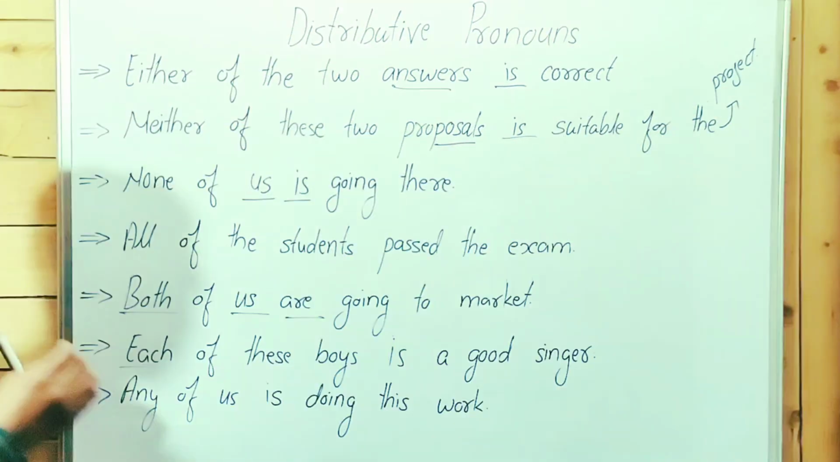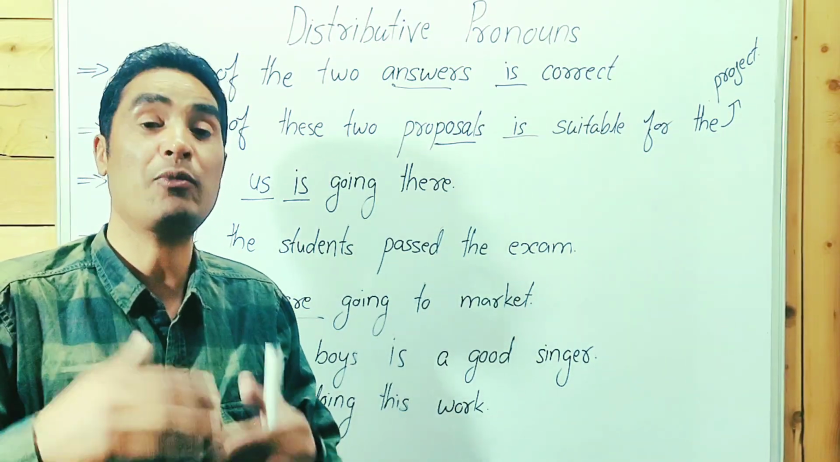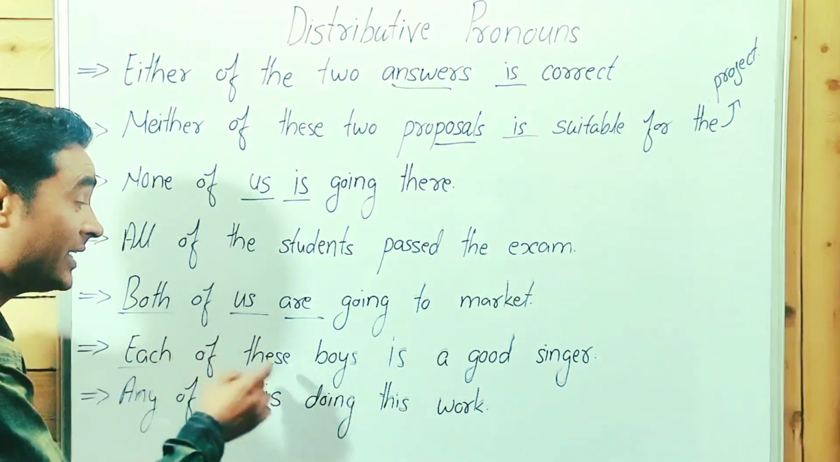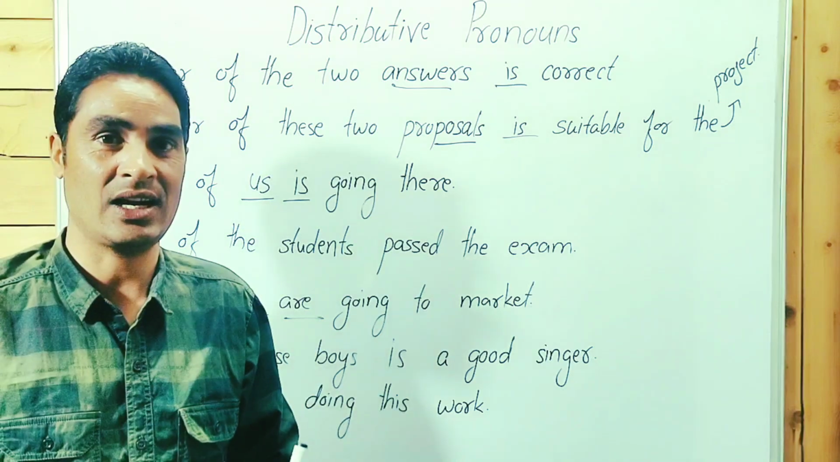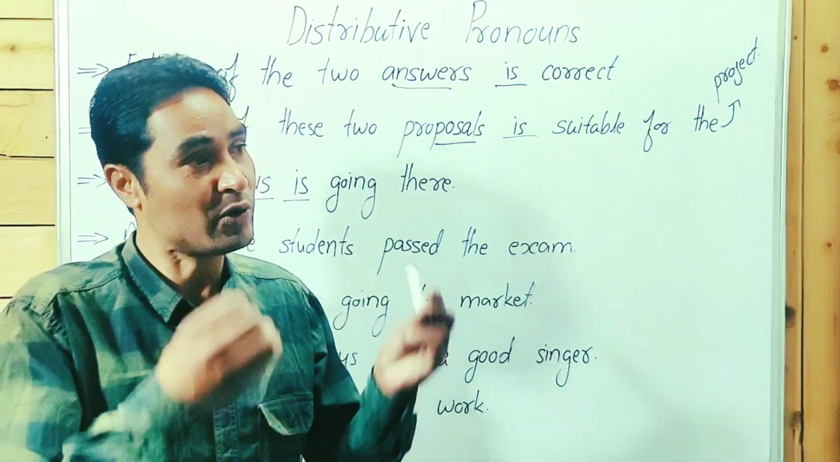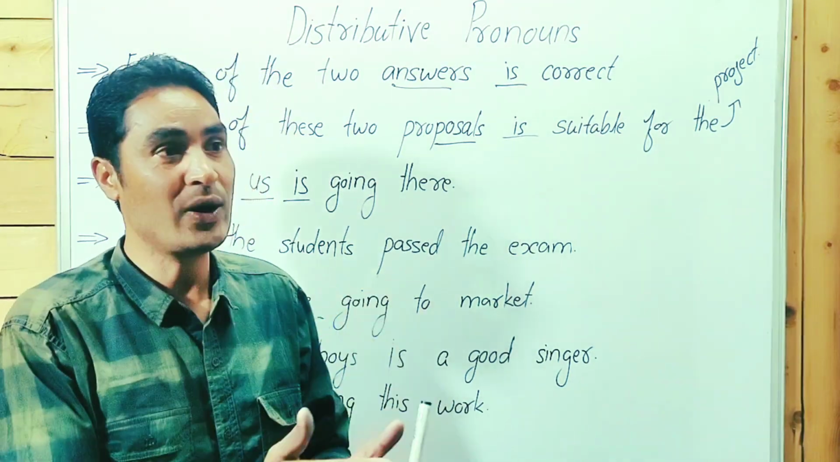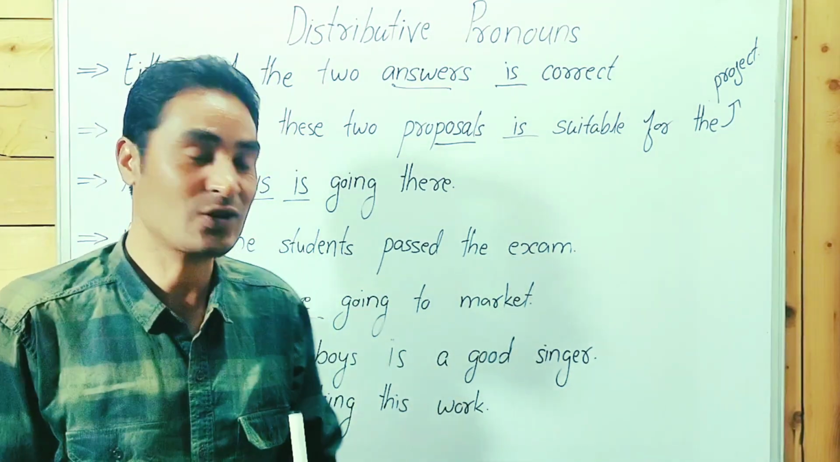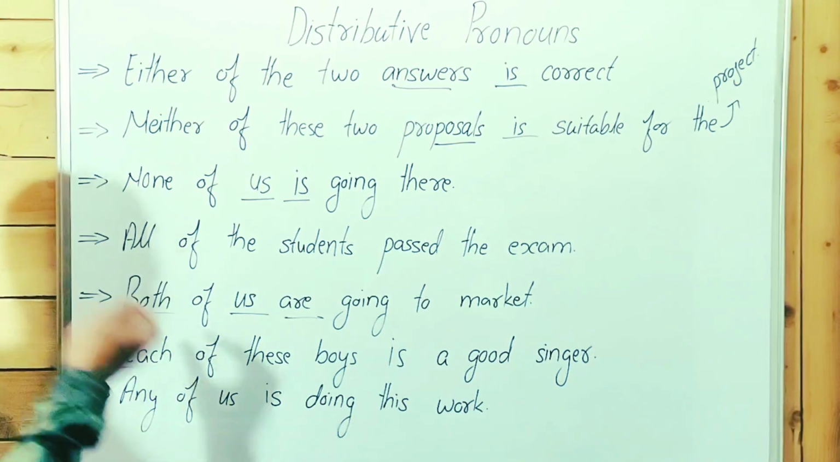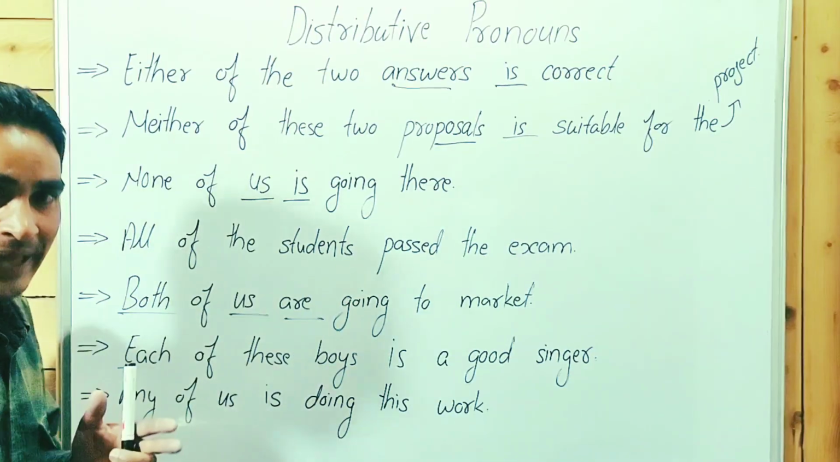Okay, each, one by one, not step by step, one by one. Each of these boys is a good singer. Suppose there are 10 boys. We are talking about everyone. Everyone is a good singer. Everyone sings well. So each stands for one by one out of many.